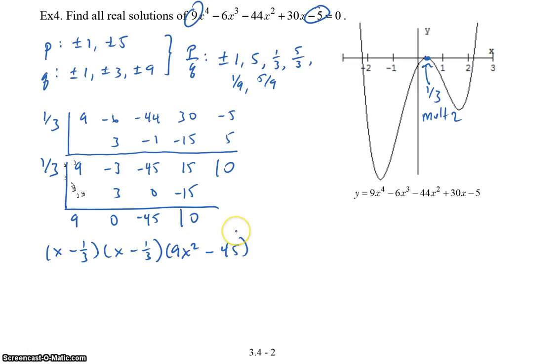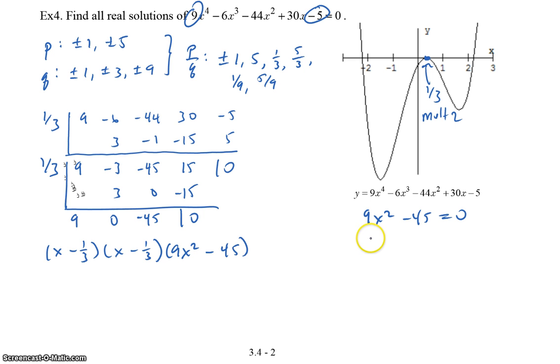Now, with that quadratic, if we set that equal to 0, we don't need the quadratic formula to solve such an equation because there's no x term. B is equal to 0.